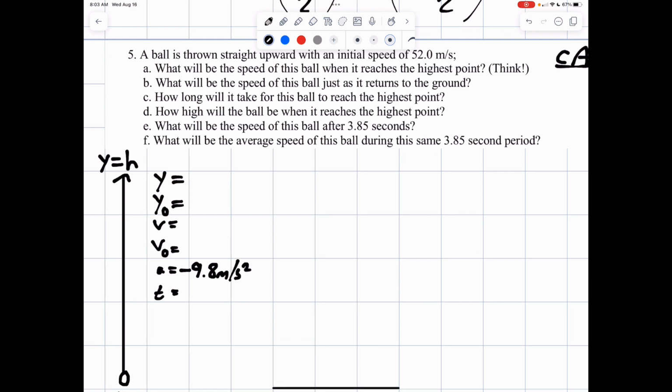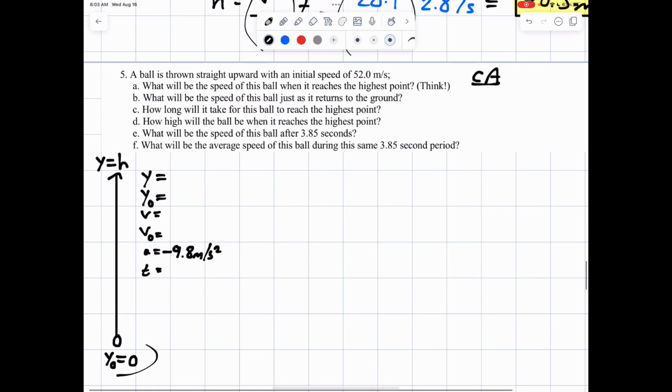So let's go and write down that first. Remember, we established the bottom as the initial position, so y naught is 0, okay? And you also know that the initial velocity going upwards is 52 meters per second. So those are the things we know so far going into this problem.